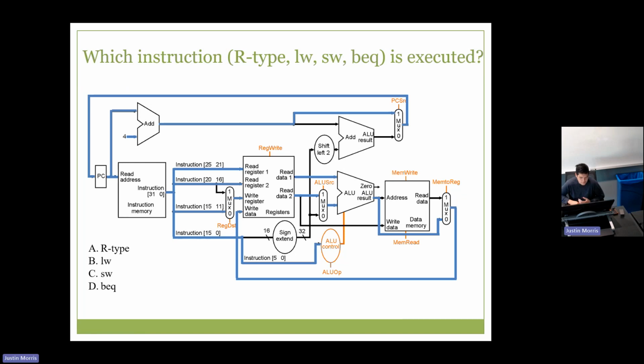So this is your poll. Your code is 242. The blue lines that are highlighted mean that that's the path that the instruction is taking. If it's just the black lines, the instruction is not using that path. So the question is, based on the highlighted data path, what is the instruction type? Is it R type, load word, store word, or branch? Answer this on your own first.